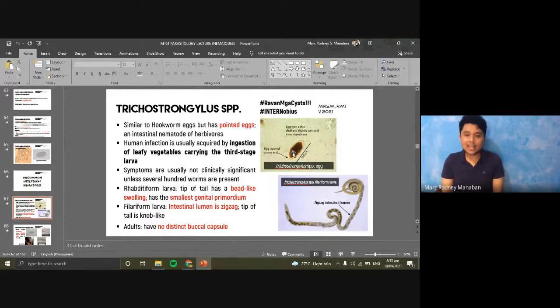First the buzzer again. Cutaneous larva migrans or creeping eruptions. Crew, yes. All right. Creeping eruptions or cutaneous larva migrans. Going once, going twice. All right. Your animal hookworms: Ancylostoma braziliense, which is your cat hookworm, and Ancylostoma caninum, which is your dog hookworm.